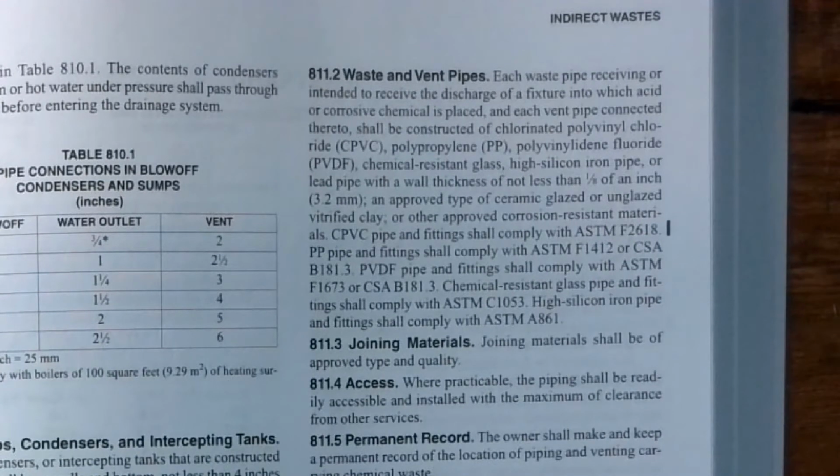Each waste pipe receiving or intended to receive the discharge of a fixture into which acid or corrosive chemical is placed, and each vent pipe connected thereto shall be constructed of chlorinated polyvinyl chloride, or CPVC, polypropylene, polyvinylidene fluoride, chemical resistant glass, high silicone iron pipe, or lead pipe with a wall thickness of not less than an eighth of an inch thickness, an approved type of ceramic glazed or unglazed vitrified clay, or other approved corrosion resistant materials.